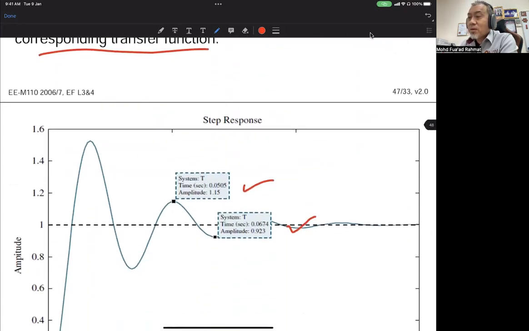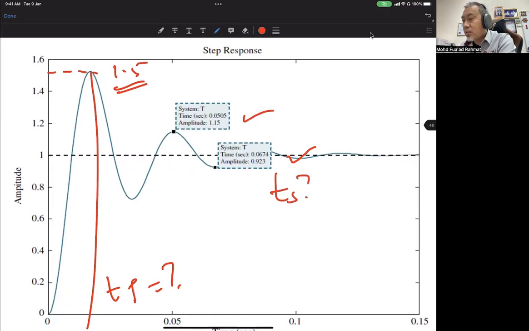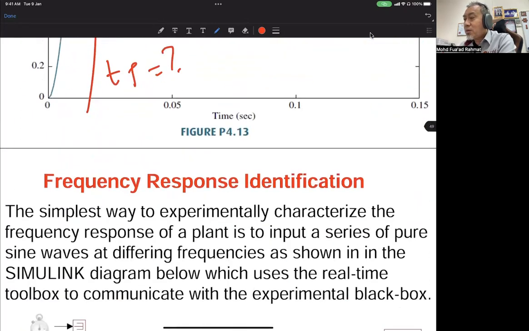Okay, so I think this one is quite easy. So 1.4, 1.6. So in between is 1.5 most probably. Okay, then you use this one as the peak time. Get the peak time, get the settling time, either TP or TS, and the final value is equal to 1. Okay, so you can get the mathematical transfer function.